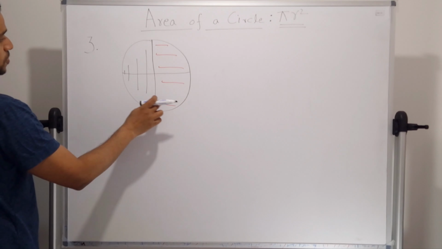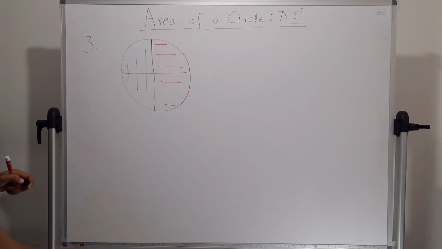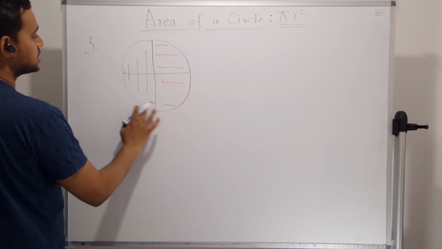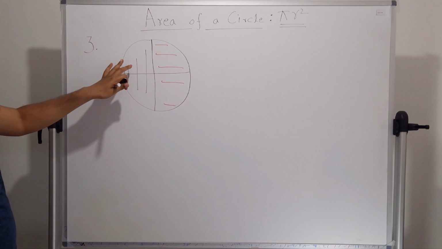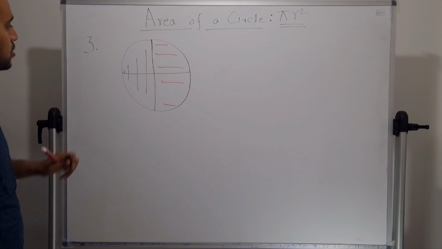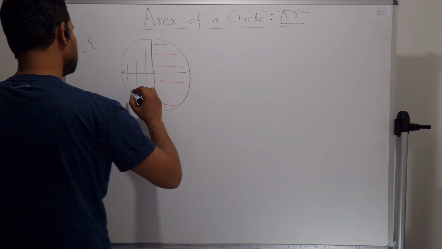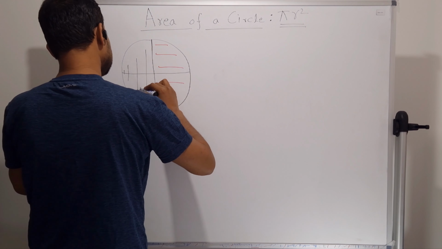Now, if you look at these four parts, they are identical. This is the center. These two are diameters. These four parts are identical. They have the same shape, size. Their areas are all the same, right? I could continue doing this. I could divide these further.